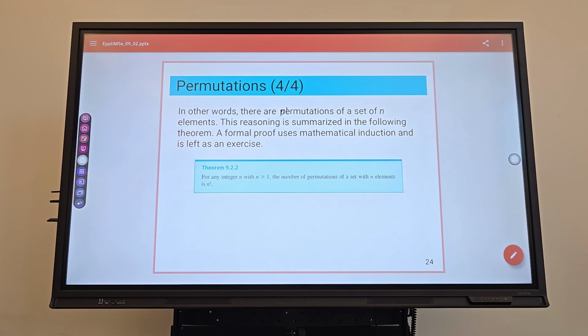This reasoning is summarized in the following theorem. Again, a formal proof using mathematical induction is left as an exercise. For any integer n greater than or equal to 1, the number of permutations of a set with n elements is n factorial.